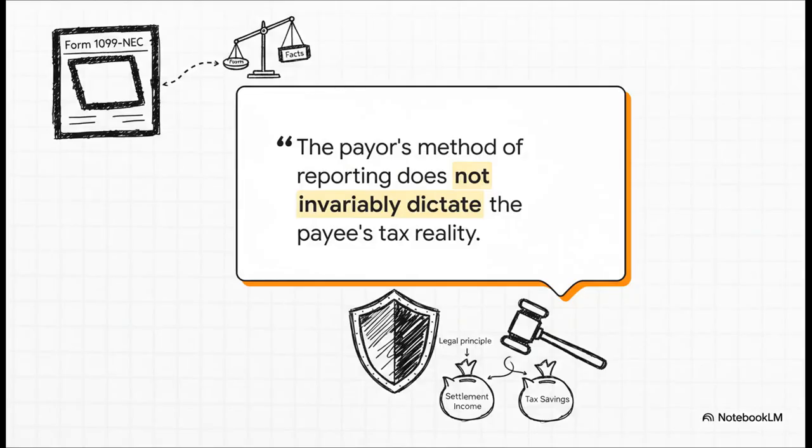But this is the one thing you have to tattoo on your brain. The payer's choice of form does not dictate your client's tax reality. A 1099 is just a piece of information. It is not a legal directive. The tax treatment is based on the actual facts and the law, the origin of the claim, not just on which box the other side decided to check.